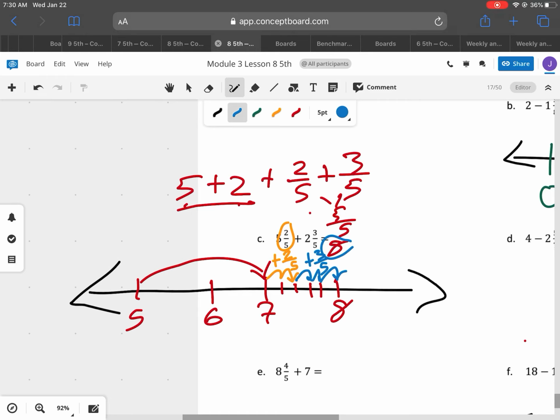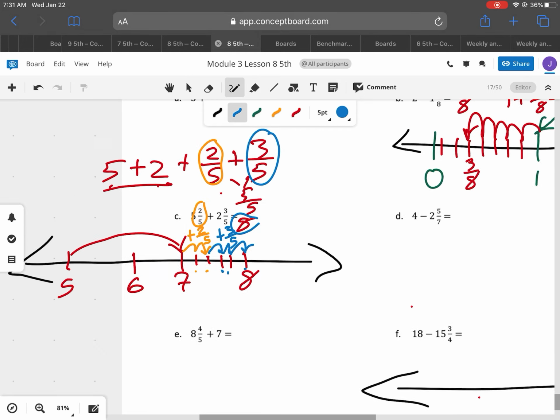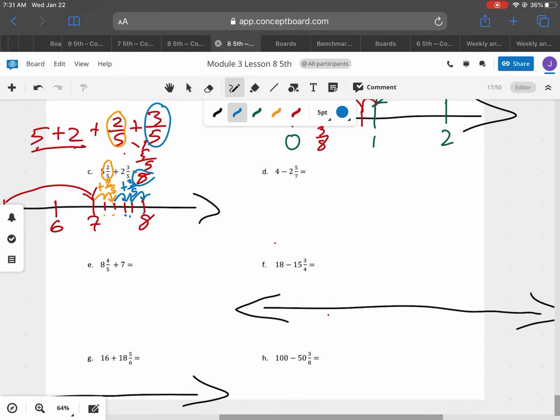So first we added the 2/5, which was our yellow here. And then afterwards we added 3/5 more. 1, 2, 3. So we get 1, 2, 3, 4, 5. 5/5, which equals 1. All right.